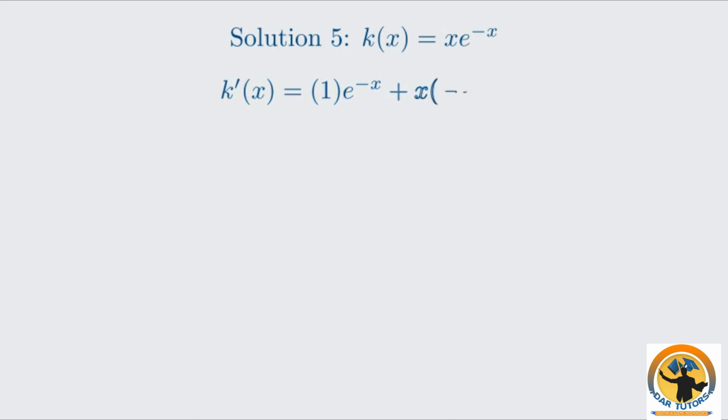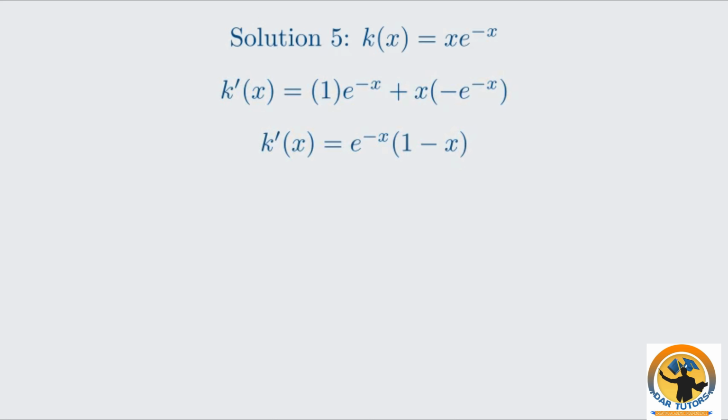Finally, let's go through the solution for question 5. We need to find the point of inflection for k of x equals x times e to the power of negative x. This requires the product rule. First, let's find the first derivative, k prime of x. K prime of x is 1 times e to the negative x, plus x times negative e to the negative x. Factoring out e to the negative x gives k prime of x equals e to the negative x times the quantity 1 minus x.